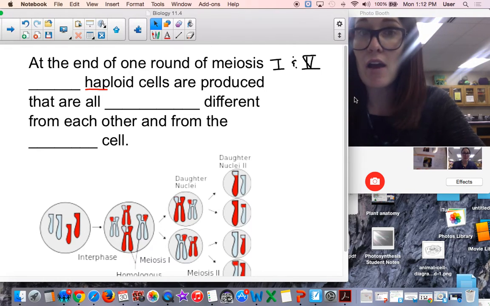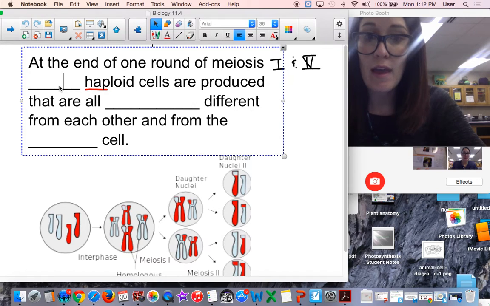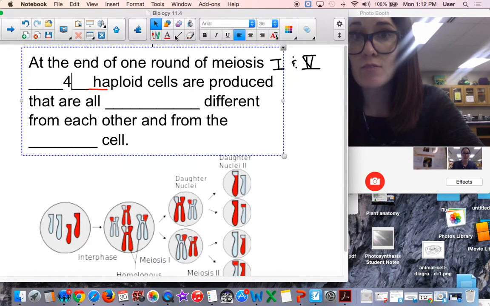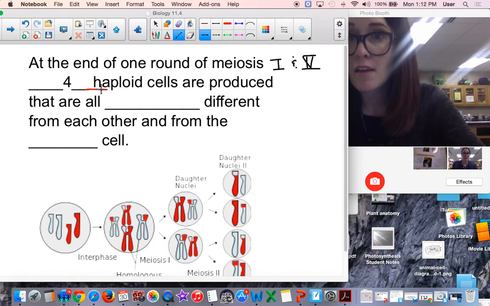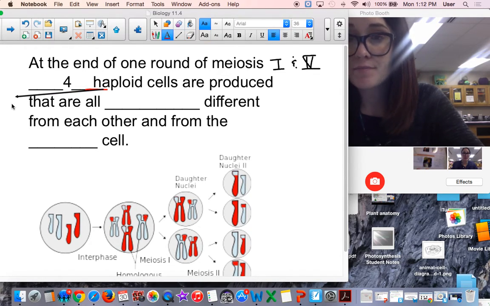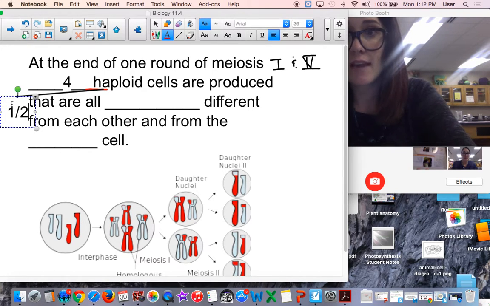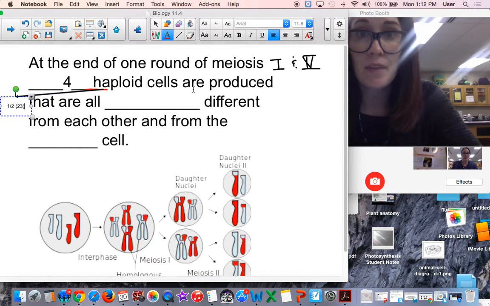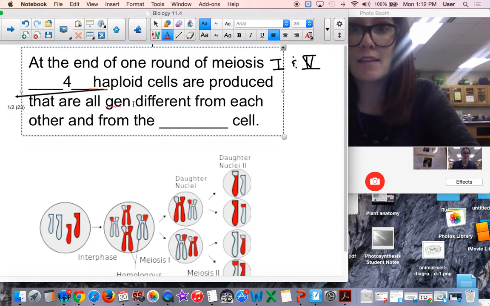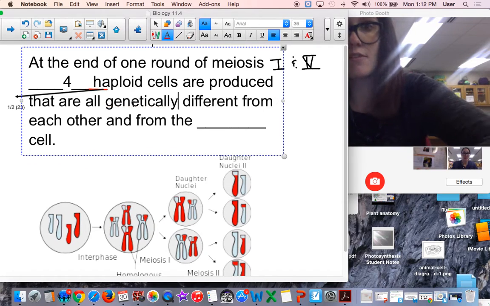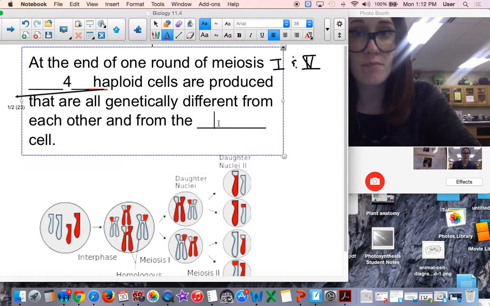At the end of one round of meiosis, that includes 1 and 2, at the end, there are 4 haploid cells. Draw an arrow, and haploid just means half. Okay, so that means they have 23 chromosomes, half of what they started with. And all of these cells are genetically different from each other and from the parent cell.